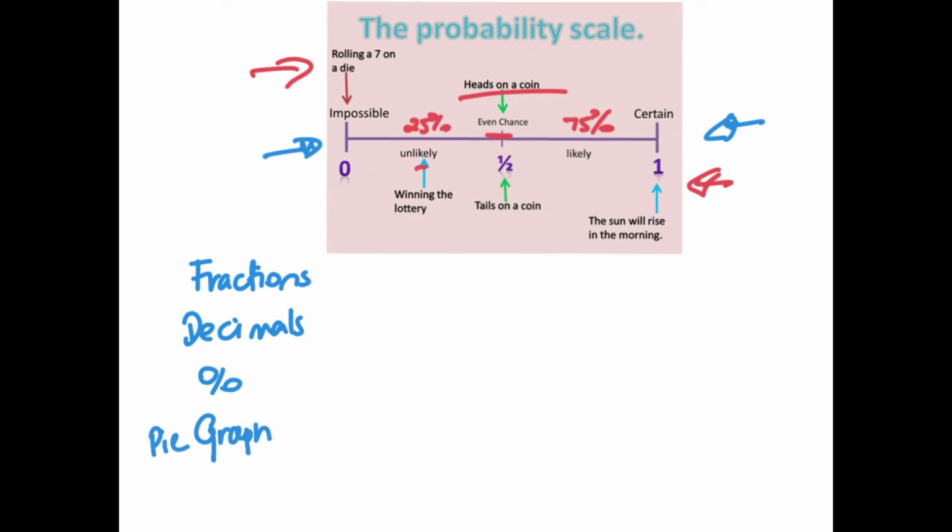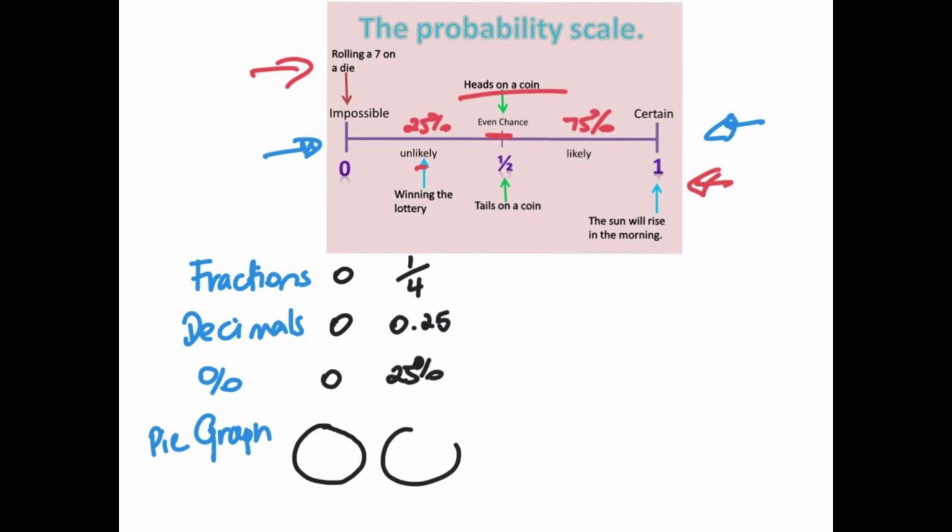So in this case, the fraction for rolling a 7 on a 6-sided die is 0. The decimal is 0, the percentage is 0, and if we had a pie graph, we would have it as not being filled out. For unlikelihood, we could have 25%, that's 1 over 4, decimal 0.25, percentage 25%, and if I was going to put this in a graph, I could colour a quarter of it in.